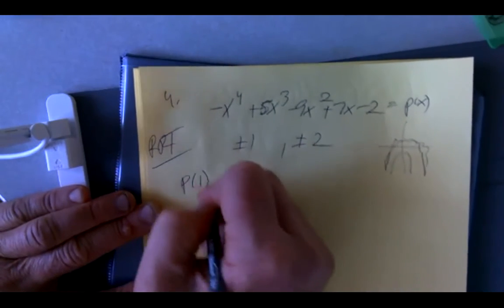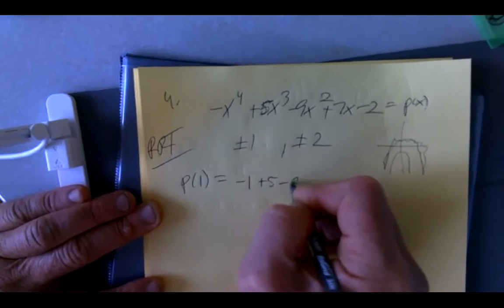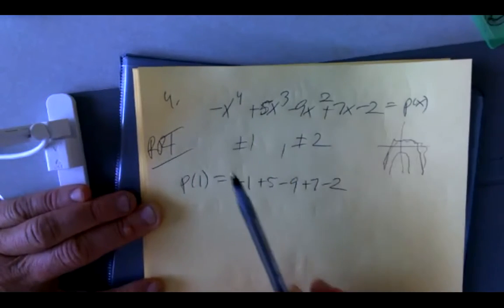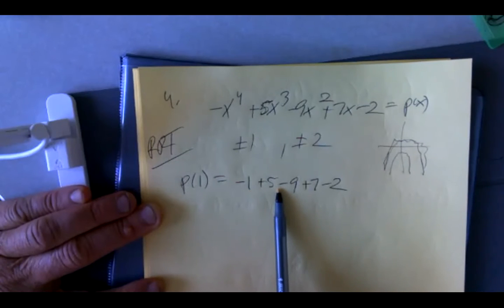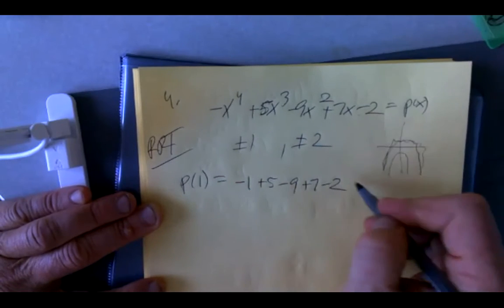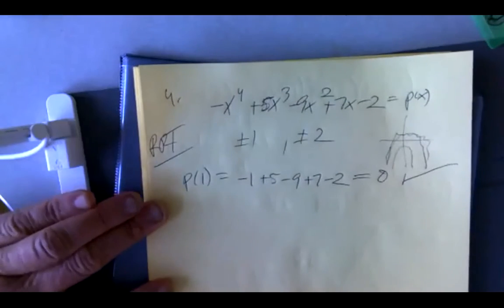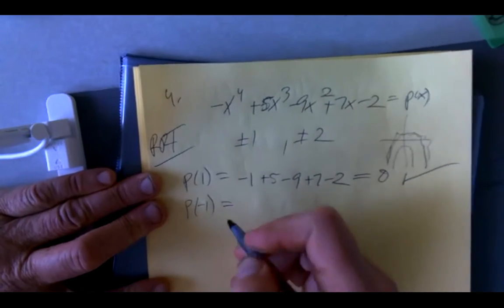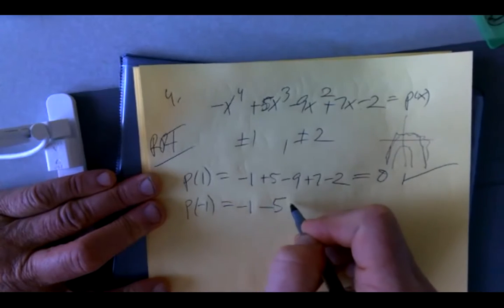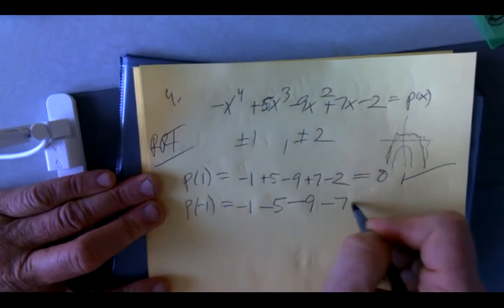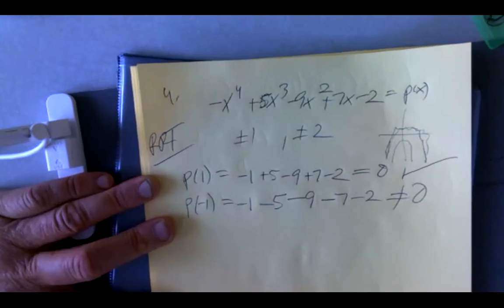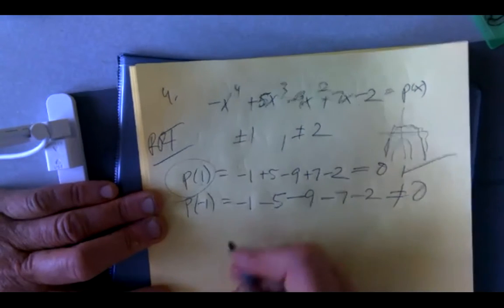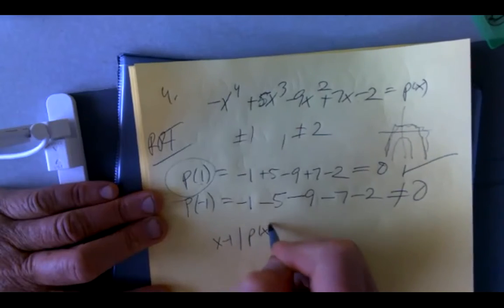So let's try P of 1. It's -1 plus 5 minus 9 plus 7 minus 2. When you put 1 in, it's just the coefficients. So it's -10 minus 12 plus 12, 0. Check. Okay. Let me try like Shalika's saying, let's try -1, see if that works. That's -1 minus 5 minus 9. No way. So let's just deal with this right now, make the problem easier. So x minus 1 divides P of x.